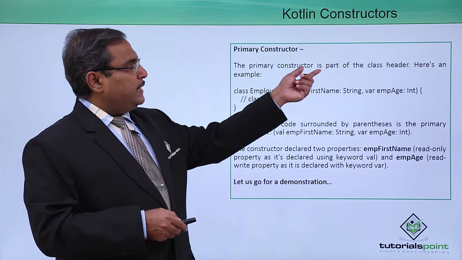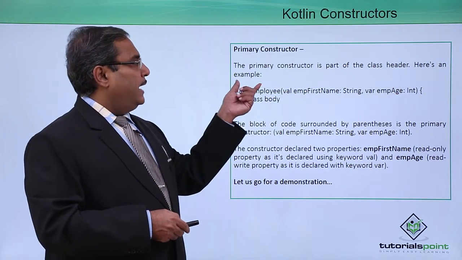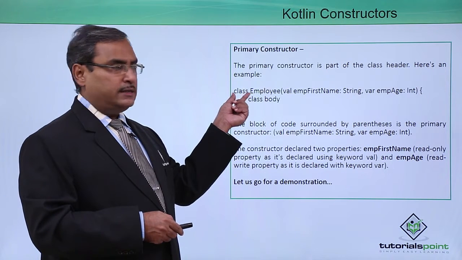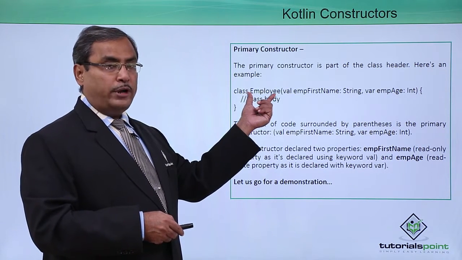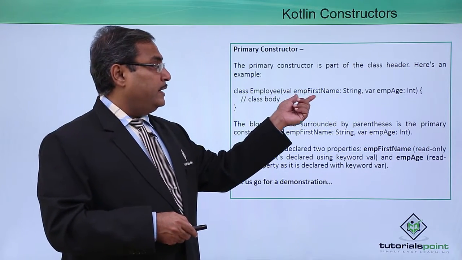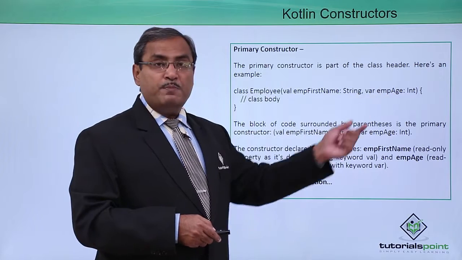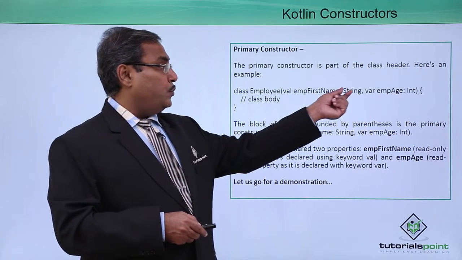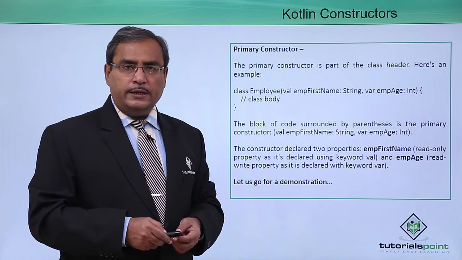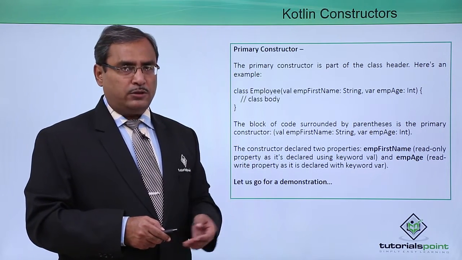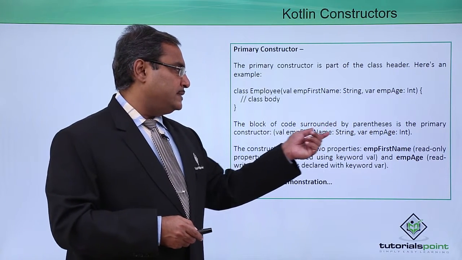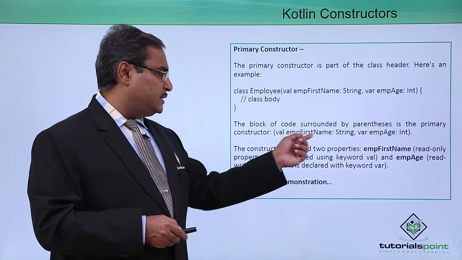The primary constructor is part of the class header, and here is one example. Here you can see the class is there, the name of the class is Employee, and this is the primary constructor. Here we are defining the respective members and their corresponding data types, and then we have the class body, which might contain some member methods defined in this class. This block of code surrounded by parentheses is the primary constructor, that means this part.